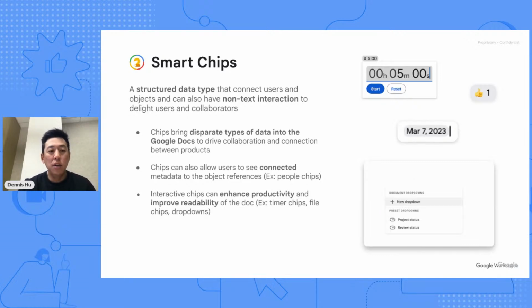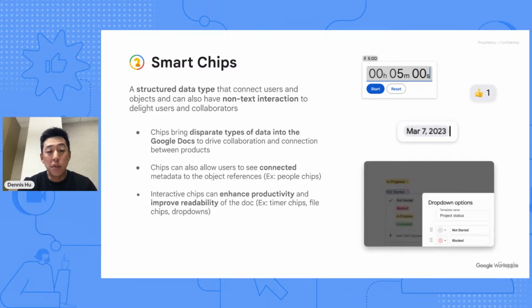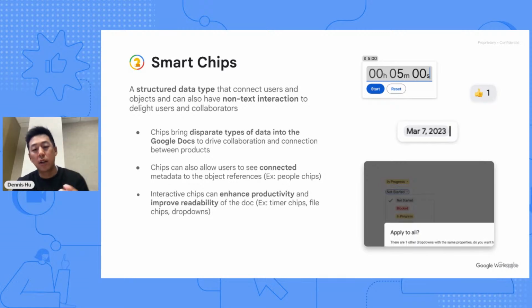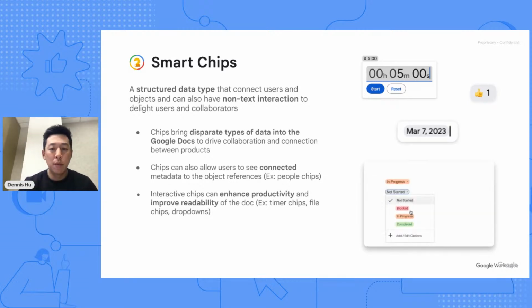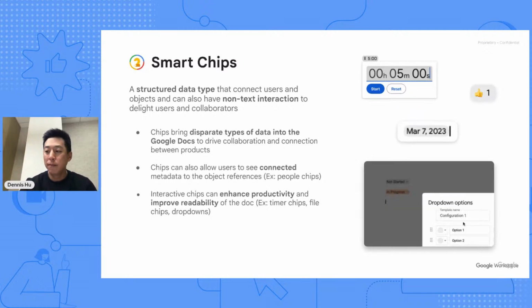But really what we've done here with smart chips is we've started to bring together a lot of different types of data into Google Docs to really drive collaboration and connection between products. These chips can also allow users to see connected metadata. So when you hover over a particular chip, or maybe click on it, you can start to see more than just the person themselves, but also the details about who that person is.